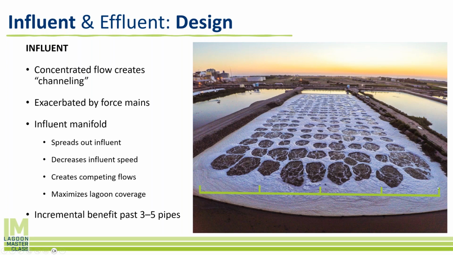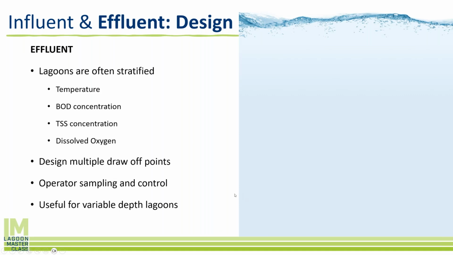So what we can do is design an influent manifold where the waste comes in and then is diffused through multiple different outlet points. So in this case, we're spreading out the influent, and because we're spreading out the flow, we're decreasing the speed of that flow out of the influent. And then it also creates competing flow zones where this channeling has to compete with this channeling, and that turbulence creates mixing, and that mixing holds the water back. Creating an influent manifold like this will increase the effective HRT in your lagoon system and minimize channeling. We recommend 3 up to 5 pipes. Past that point, you do get decreasing benefits and just an increased complexity of influent pipe.